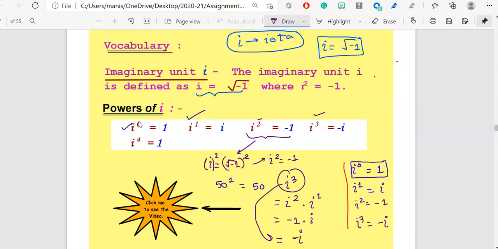And how will we get i to the power 4 is equal to 1? I can write i to the power 4 as i squared times i squared. Now what is i squared? -1. Times what is i squared? -1. When I multiply these two, I will end up with +1. So this is how I got i to the power 4 is equal to +1.